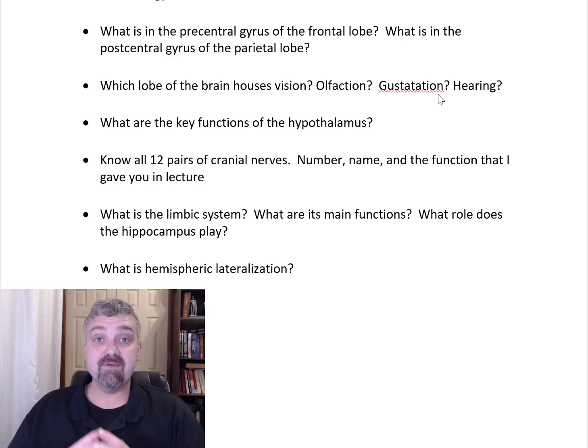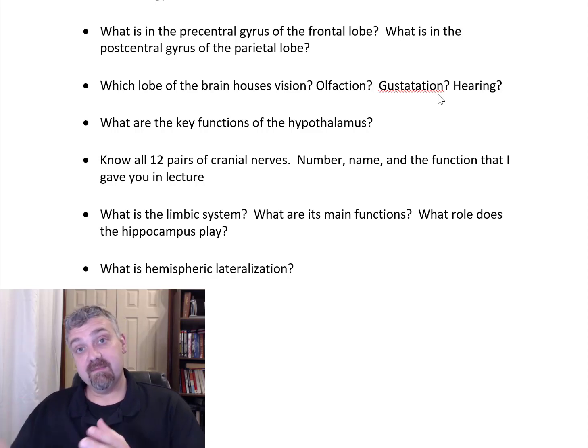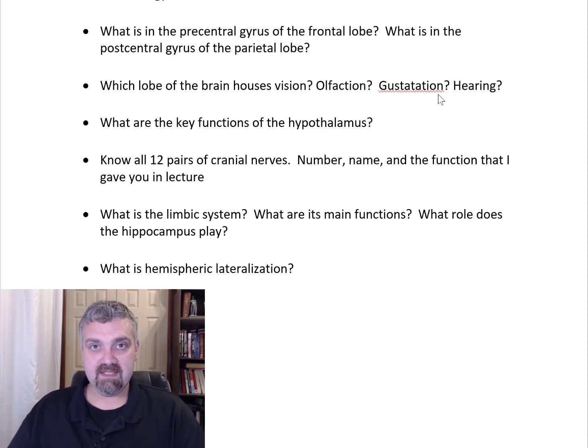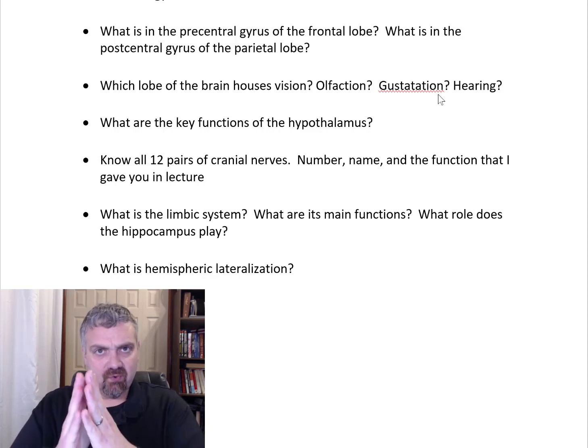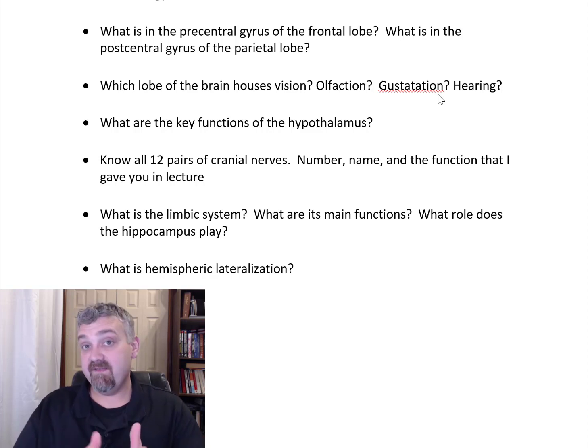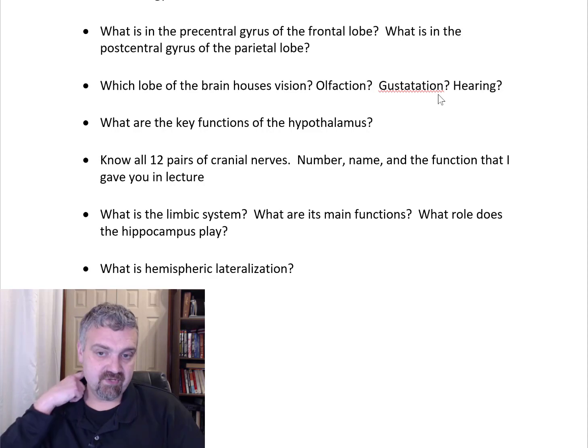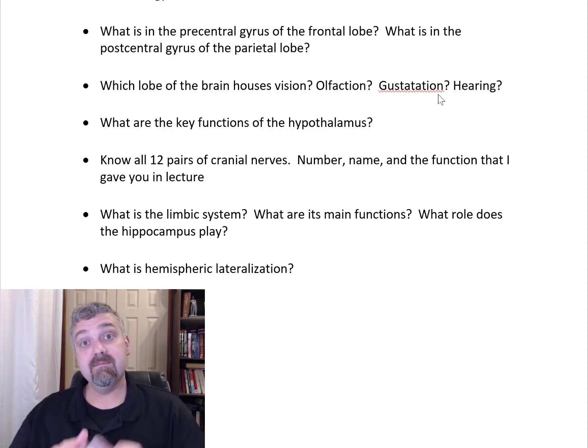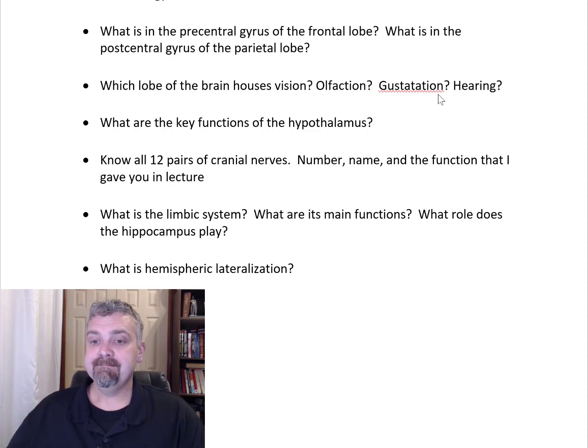What's in the post-central gyrus of the parietal lobe? That's going to be your primary sensory cortex, where you're feeling, where you're perceiving sensations. So the central sulcus, that little hill between the two, is important because in front of it we have the pre-central gyrus. Behind it we have the post-central gyrus. Just remember, primary motor cortex, primary sensory cortex.